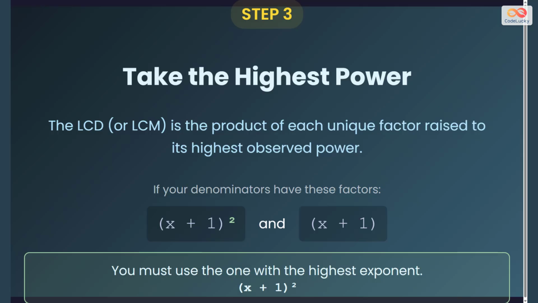Now, look at your list of unique factors. The least common denominator is built by multiplying these factors together. But there's a rule. If a factor appears raised to a power, like x plus 1 squared, you must use the version with the highest exponent in your final product.